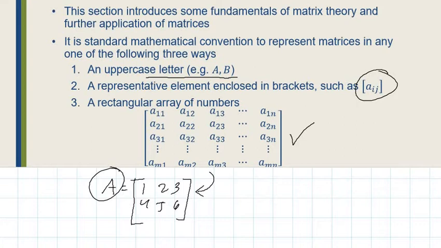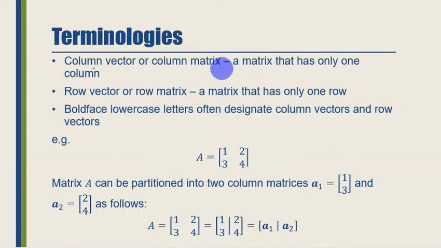So, let's take a look at some terminologies. We have what we call a column vector or a column matrix, and it's a matrix that only has one column. This one here. Those are examples of column matrices. If we have a column matrix, we also have a row vector or a row matrix. A row matrix is a matrix that only has one row. So for example, if I'm going to have this matrix 1, 0, this is a row matrix, a matrix that only has one row.